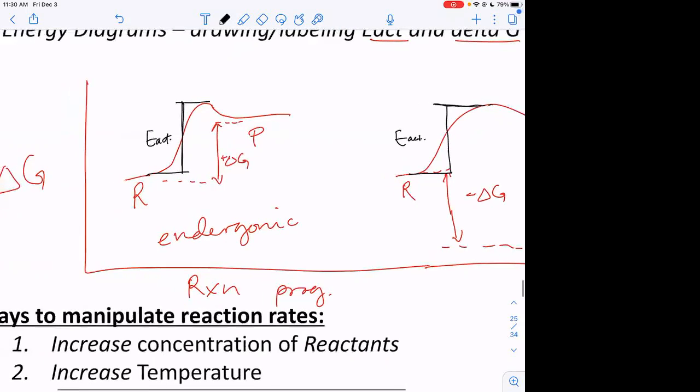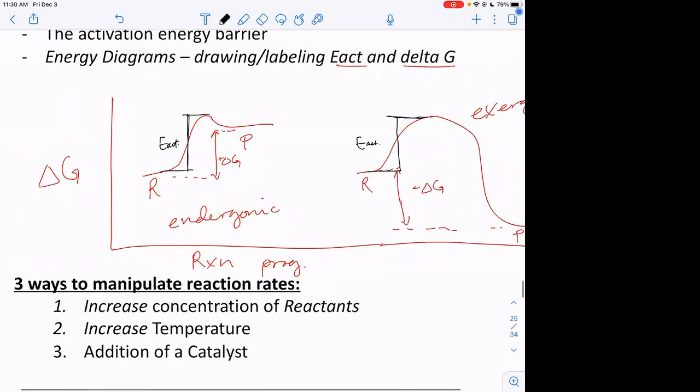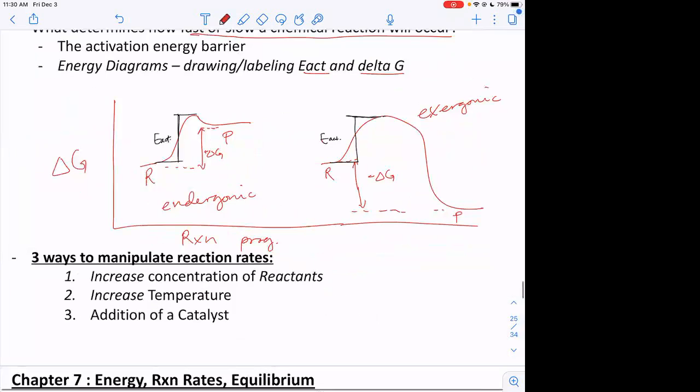I wouldn't say here that one's faster or slower. Only if you have a higher, larger activation energy, that's going to be a slower reaction. The smaller the activation energy, the faster the reaction goes, because it doesn't need a lot of energy to clear that.